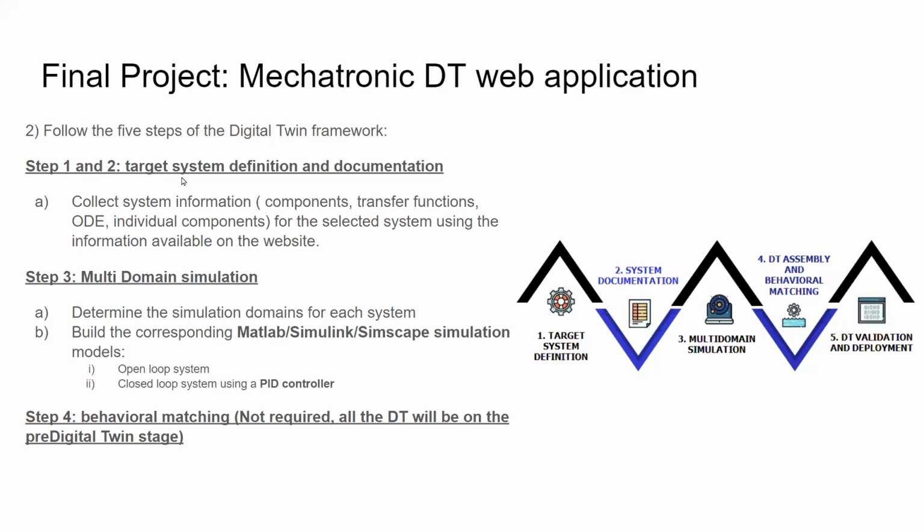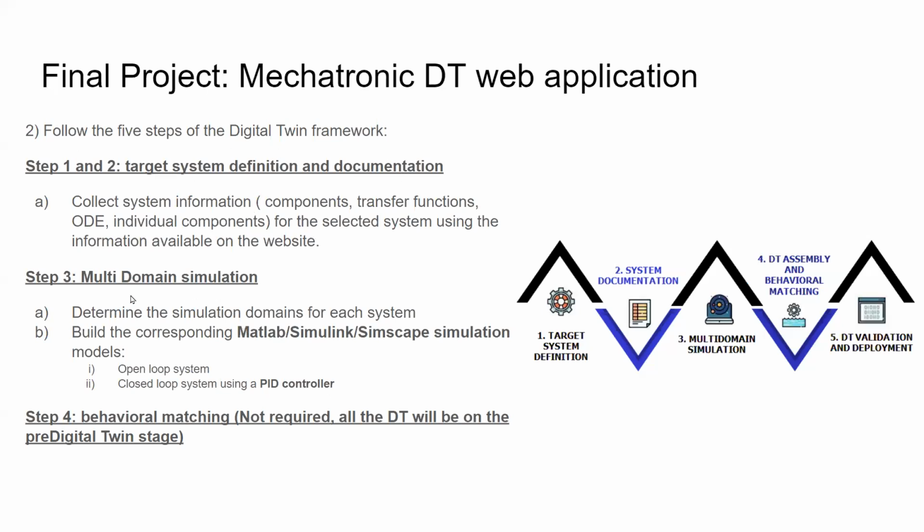First, steps 1 and 2, you have to collect all the information for the system. In this case, which components, which sensors, which actuators are involved in each system. Also, you have to get all the documentation: modeling, transfer functions, state space, or Simscape models, according to the system that you have. You have to gather all that information to fulfill the first part.